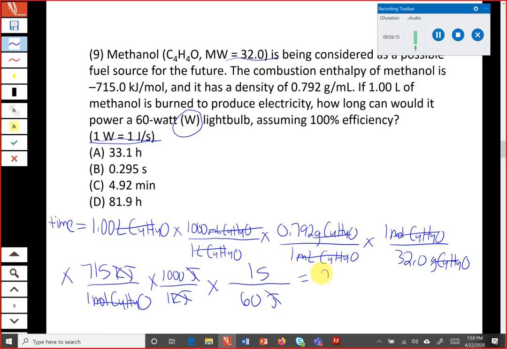Now the annoying part about this problem is that our answer choices are in 3 different units. So if we just work this out now, we get 2.95 times 10 to the 5th seconds. That does not match any of the 4 answer choices. If we divide that by 60, we get 4.9 times 10 to the 3rd minutes. We're just converting seconds to minutes. That doesn't match any of the answer choices either.